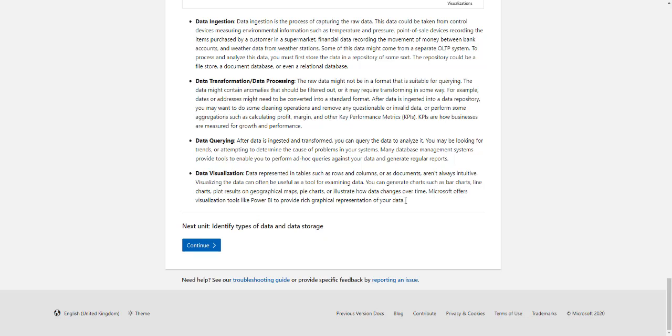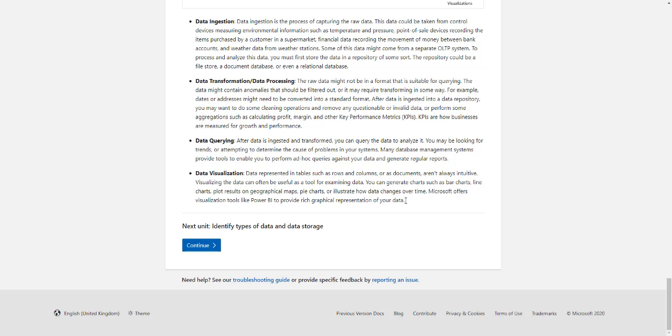Data querying. After data is ingested and transformed, you can query the data to analyze it. You may be looking for trends or attempting to determine the cause of problems in your systems. Many database management systems provide tools to enable you to perform ad hoc queries against your data and generate regular reports.